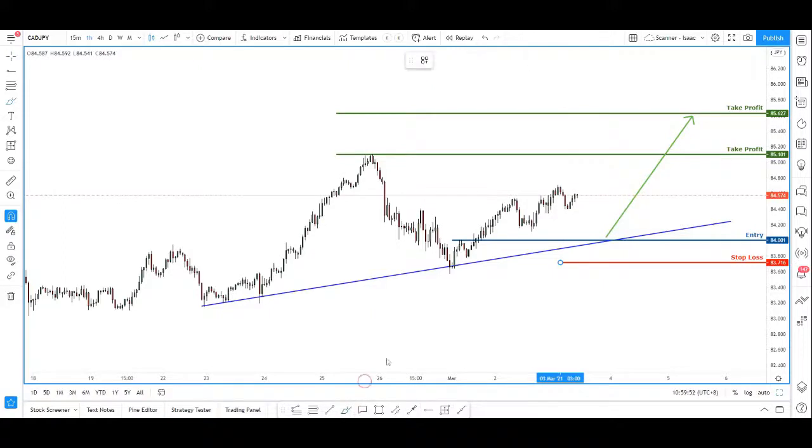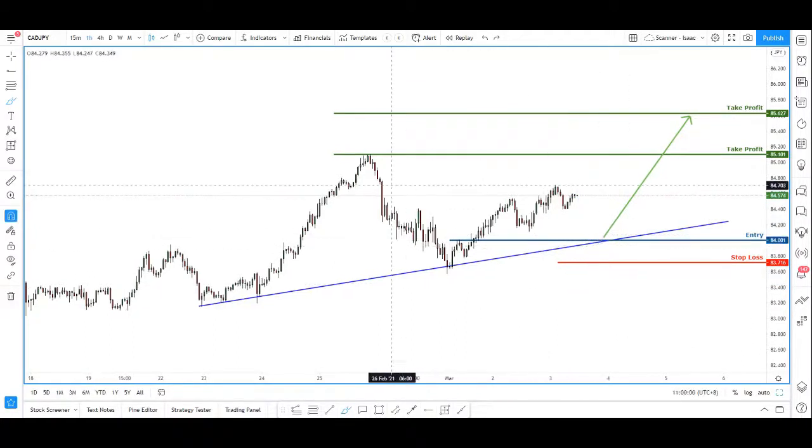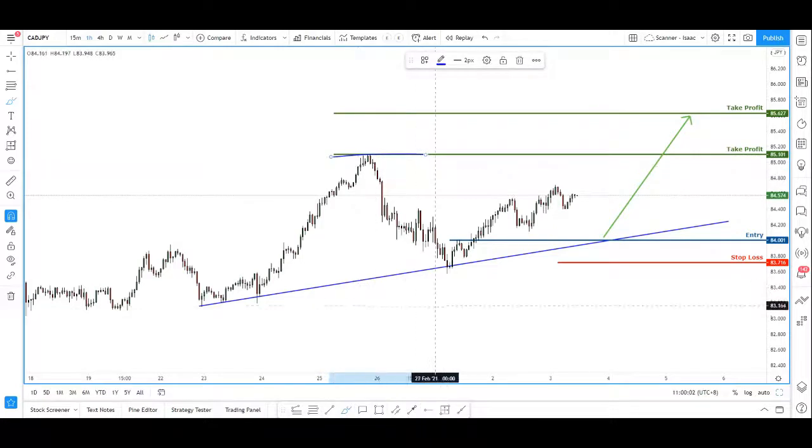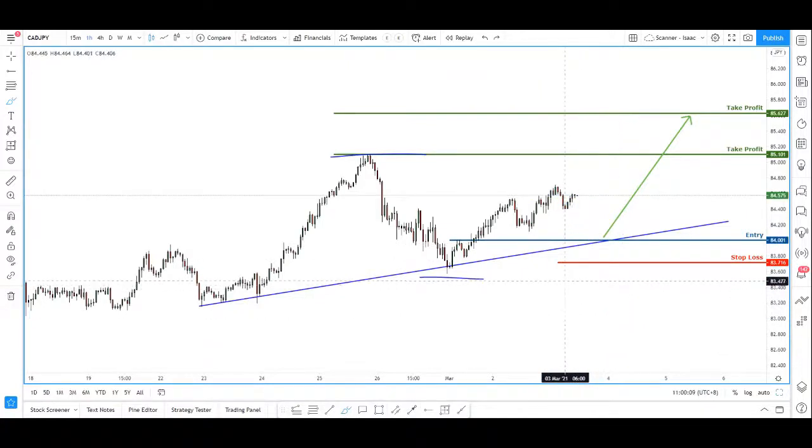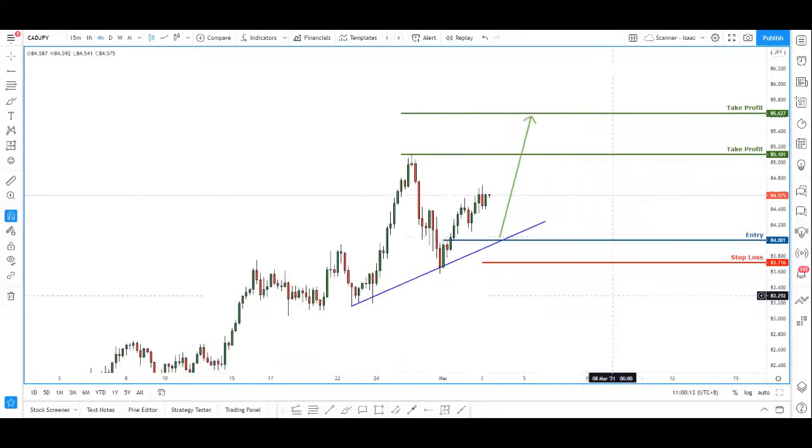If price were to break below the trend line, and even reach the stop loss, we know for sure that price would have closed below this ascending trend line, and we know that the market has just made a high, a low, a lower high, and it should be making a lower low in the event that we are wrong. So let me just zoom back up to the 4 hours so it's easier to see.